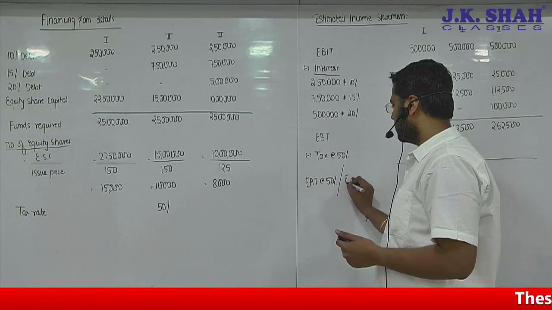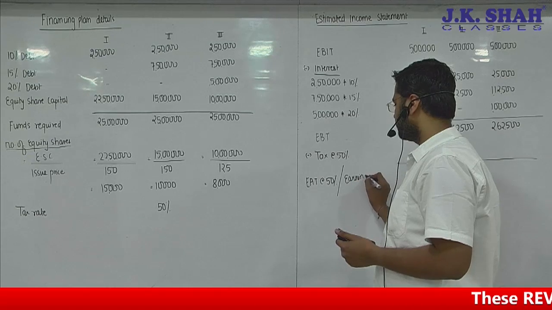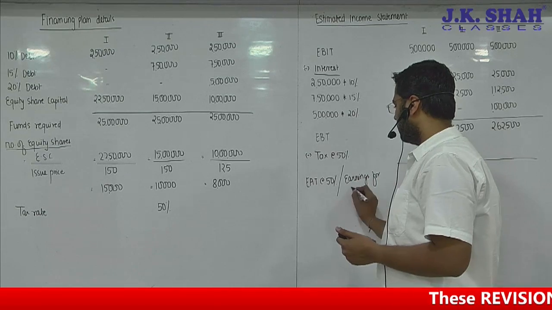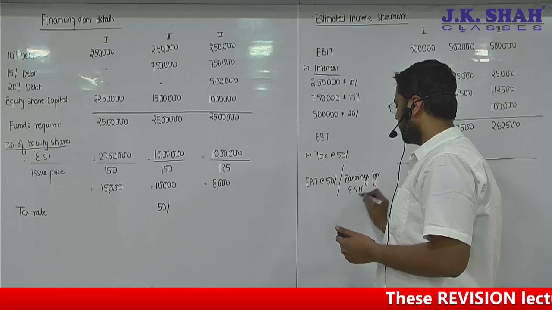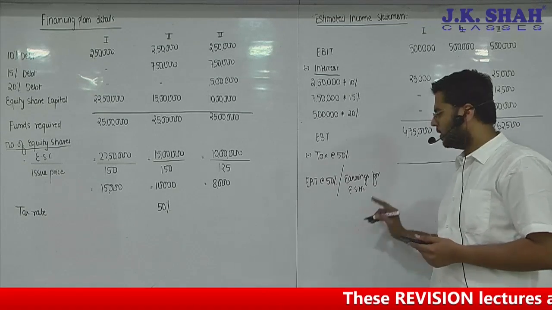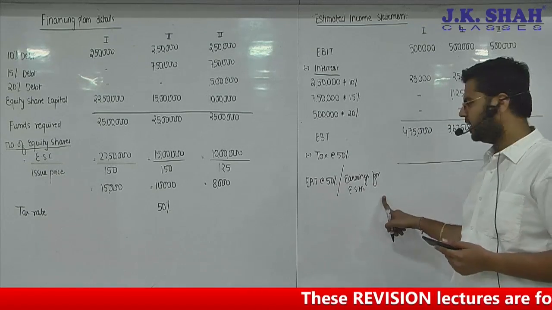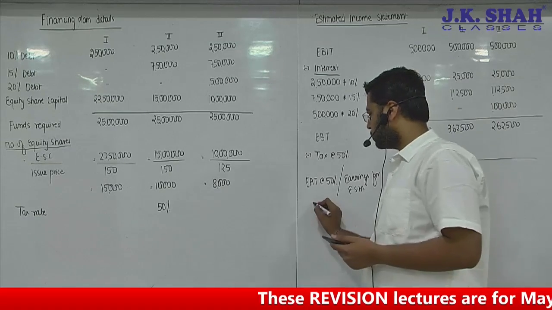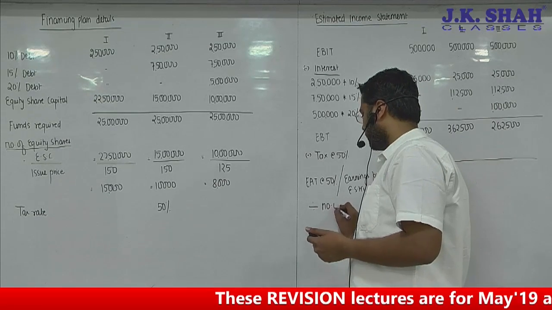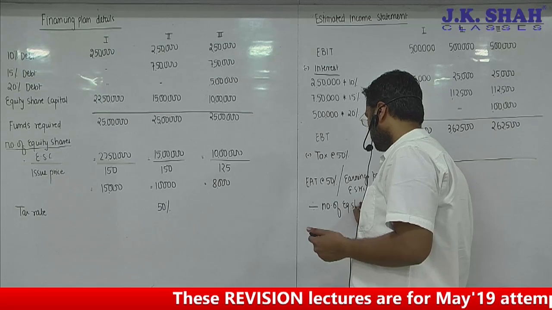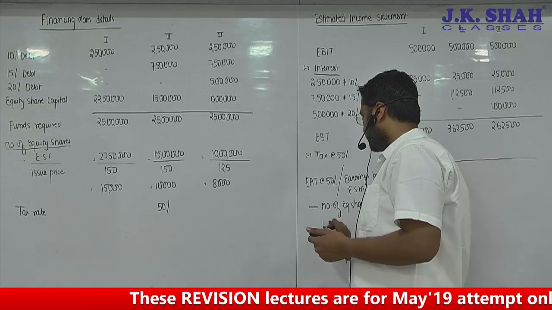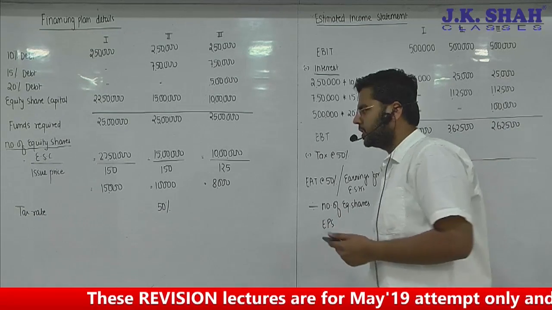So this itself is earnings for whom? Earnings for equity shareholders. And once you have this earnings for the equity shareholders, then we are supposed to divide it with the number of equity shares, which would give us the earnings per share.